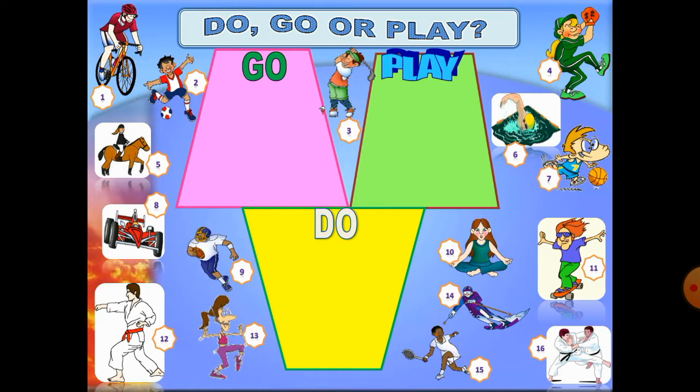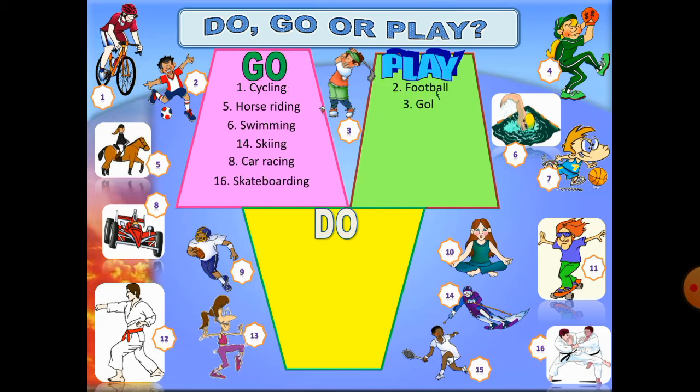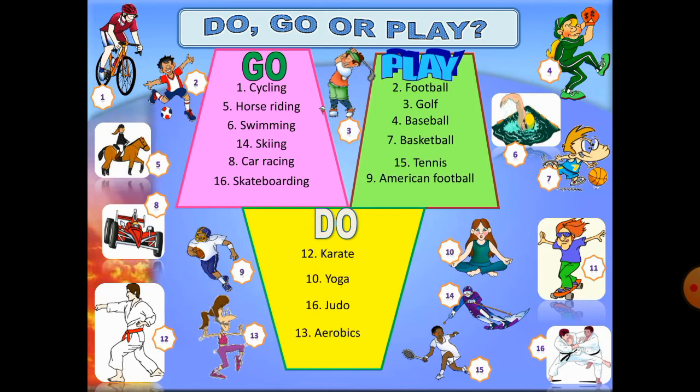Okay, we have numbers here. We are from number 1 to number 16. We're going to write the number and you write the name of the sport. Okay, let's start. So number 1, cycling. 5, horse riding, swimming, skiing, car racing, and skateboarding. So we see go. Playing, we have football, golf, baseball, basketball, tennis, American football. For do, we have karate, we have yoga, we have judo, and we have aerobics. So remember these guys when talking about sports.